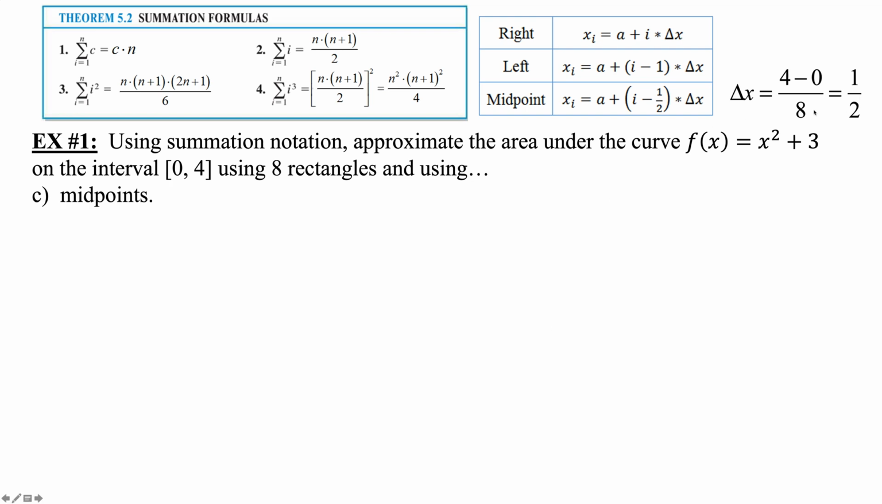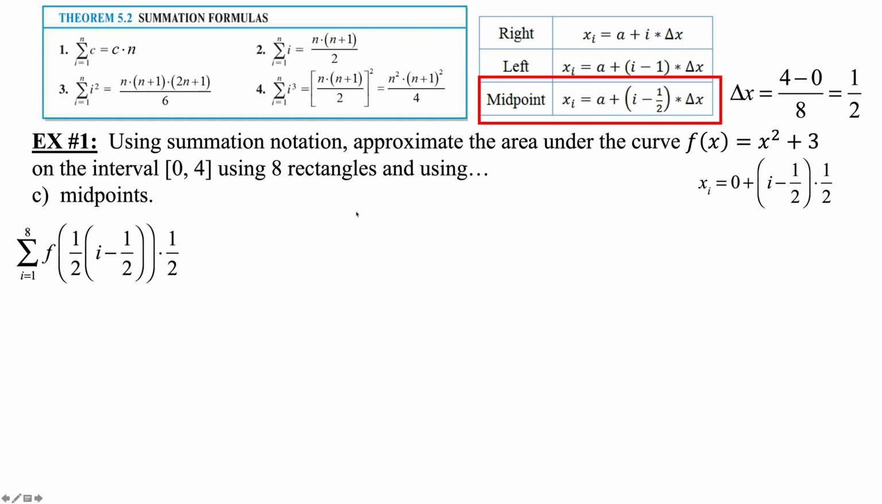All right, midpoint. Everything stays the same for a change in x. But now we're going to use this formula, which, oh boy, has a fraction in it. Oh, it's going to make this harder. Okay, let's go to work. X sub I equals A, which is 0, plus (I minus 1/2) times 1/2. All right, so F of 1/2 times (I minus 1/2). So it's pretty much the same as what we had previously, but it was I minus 1. Now it's I minus 1/2. That's what makes the midpoint more difficult to work with, because we have that fraction, we have more fractions.